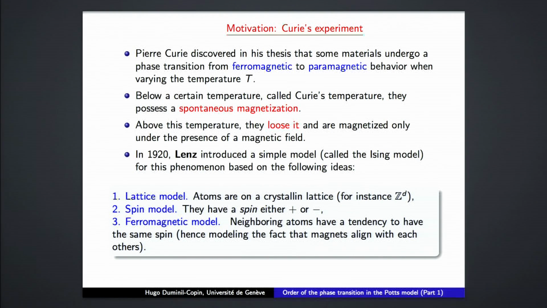So either both plus or both minus. So I'm going to tell you exactly what the definition of the model is. But from this idea, he came up with this model, which unfortunately for him was not named after him, but after Ising, who was one of his PhD students. And this is one of the most studied models in statistical physics.